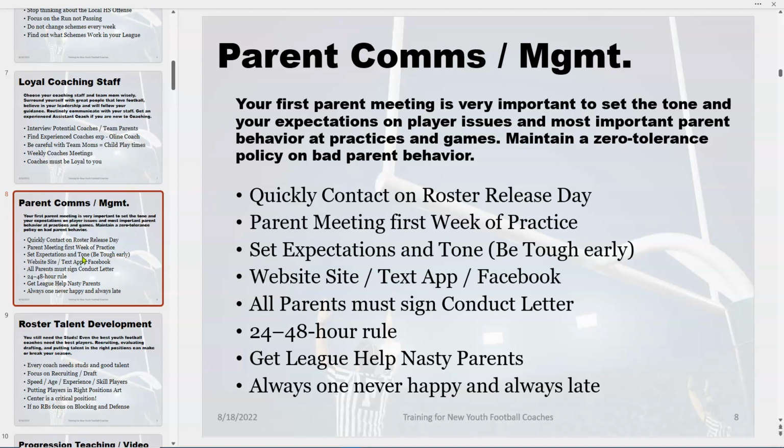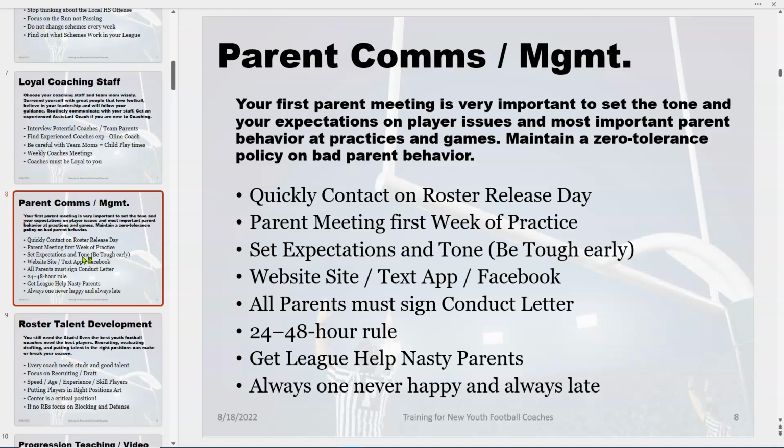So you want to have a parent meeting the first week, if not before practice or your first, second practices. We kind of hold 2 there right at the beginning, so we make sure that everybody's there. Everybody signs the conduct letter. They get our packet. They know what we're about. They know about playtime, how that's going to work, and also their bad behavior.